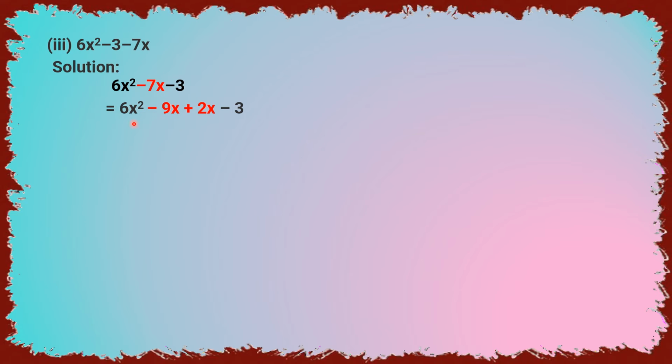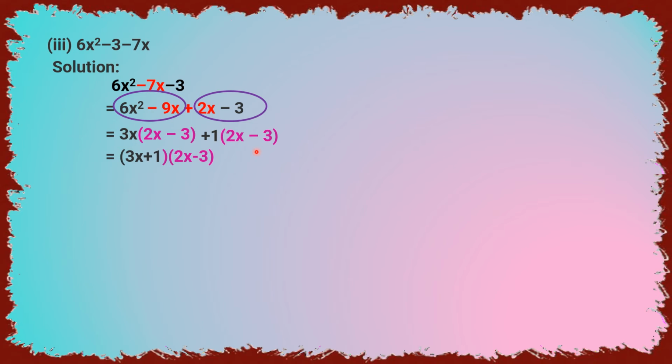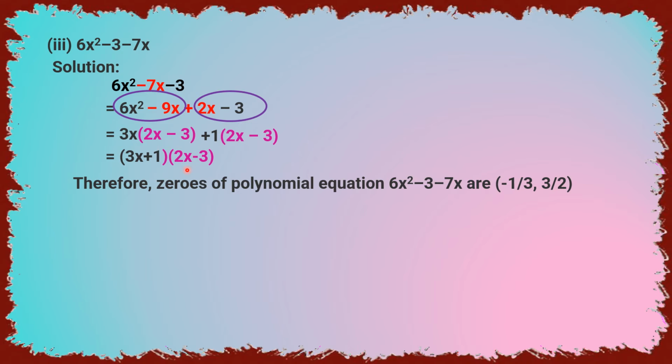Now let us take the common factors from the first two terms. 3x is common in these two. So 3x into 2x minus 3. And here in this term 1 is common. So you can take plus 1 into 2x minus 3. Here 2x minus 3 is common in these two terms. So 3x plus 1 into 2x minus 3. Now what are the zeros? 3x equal to minus 1. So x equal to minus 1 by 3. Here 2x equal to 3. So x equal to 3 by 2. So minus 1 by 3 and 3 by 2 are the zeros.